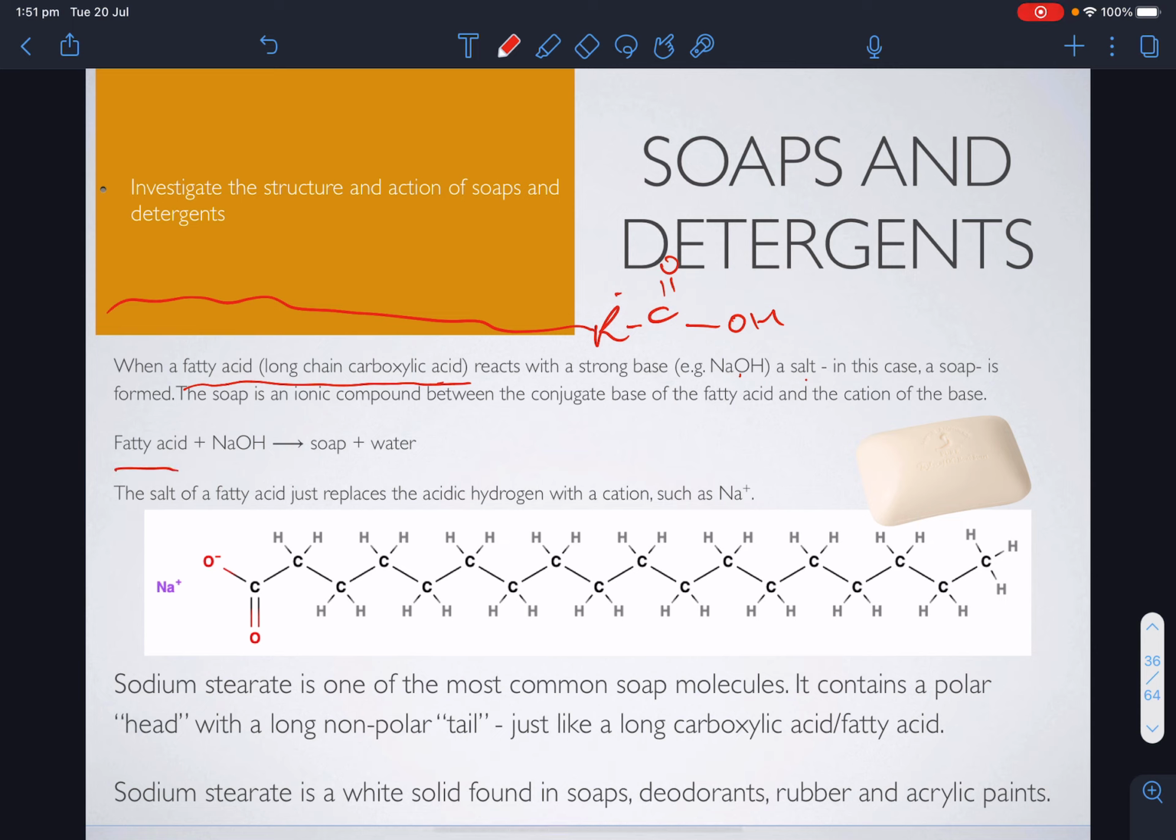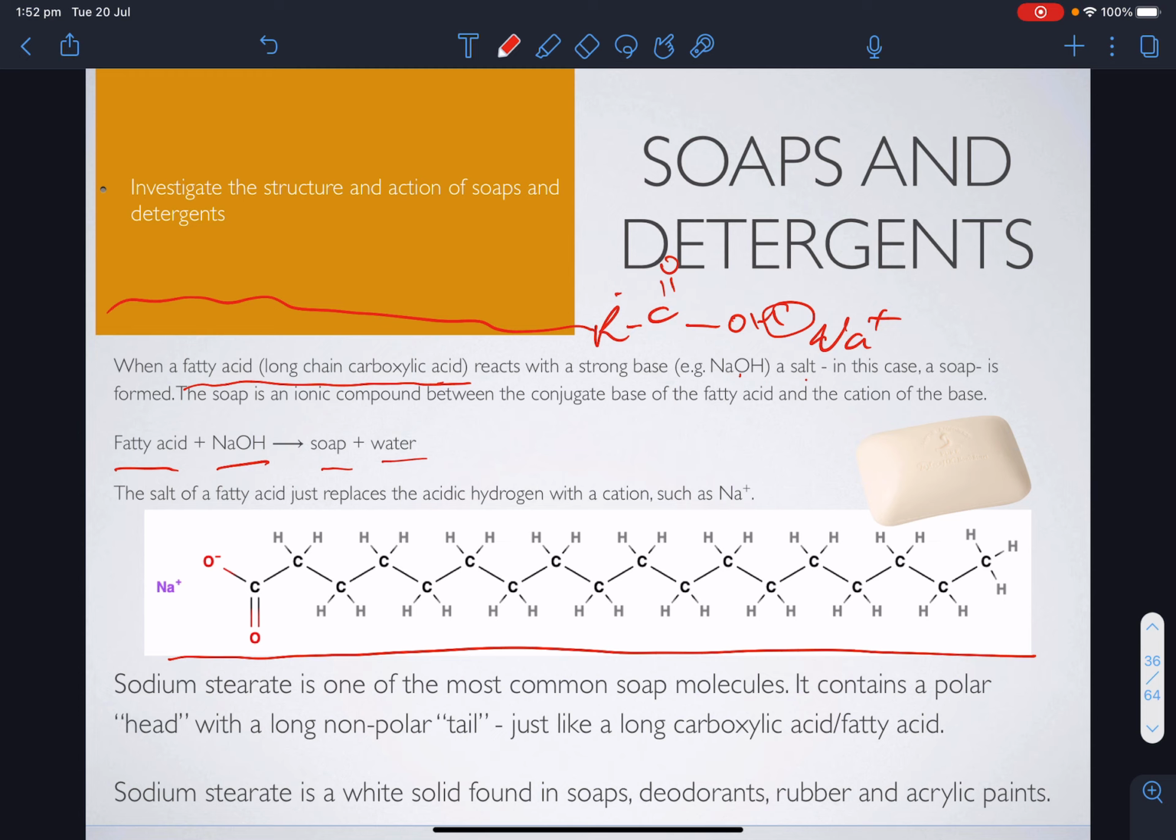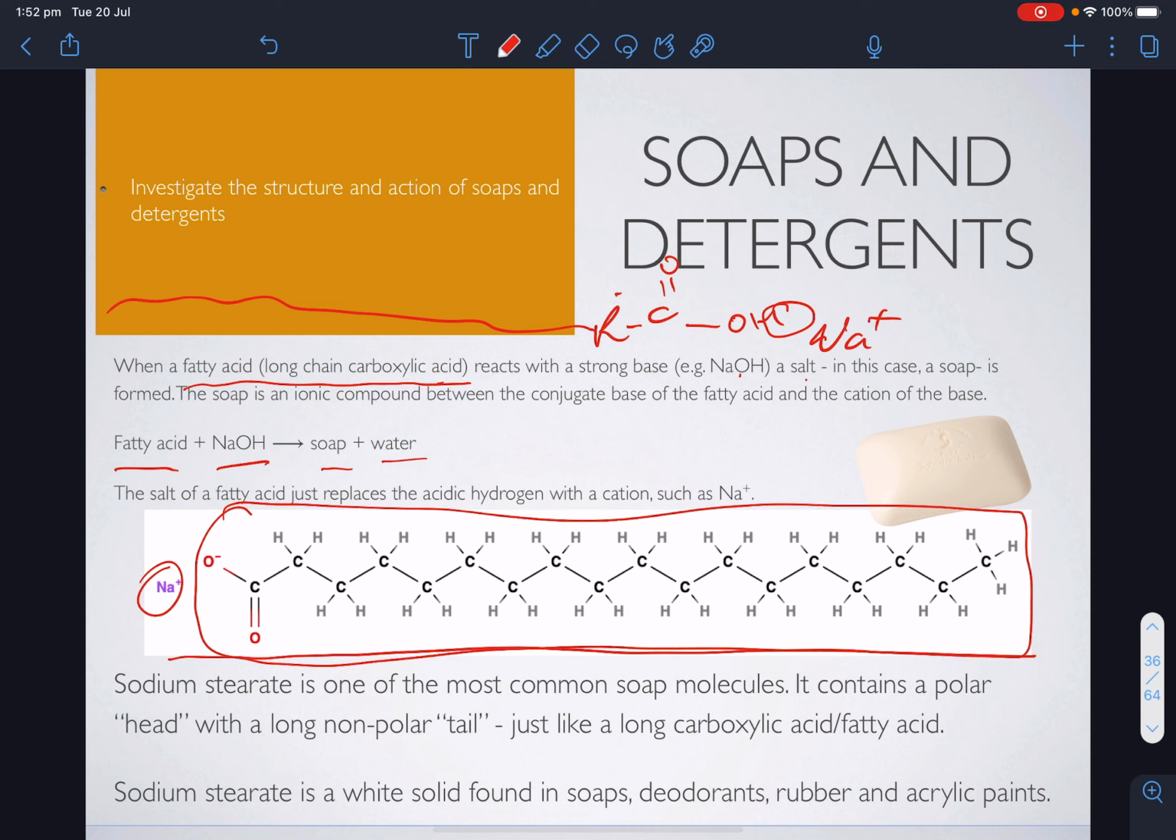Alright, so fatty acid plus sodium hydroxide gives soap plus water. The salt of a fatty acid just replaces the acidic hydrogen with a cation such as Na+. Here I've drawn the molecule sodium stearate. The sodium's there, and the stearate is this ion here. It's made from stearic acid, which is just a long chain carboxylic acid.